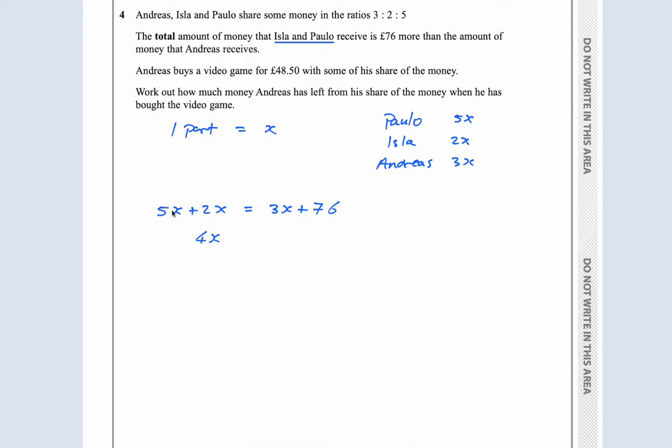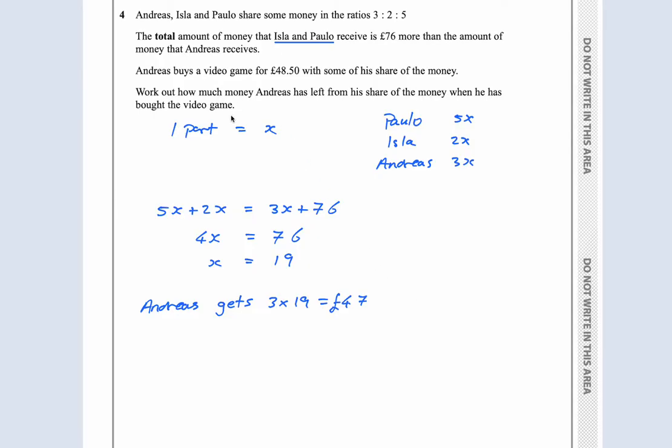So now I'm just solving an equation. 5 plus 2 is 7. 7 minus 3 is 4. So 4x is 76. And finally, divide by 4. Use your calculator if you want. It's 19. Okay, so each part is 19 pounds. Andreas gets 3x. So Andreas gets 3 times 19, which is 38, 47. He gets 47 pounds. That's what Andreas gets.